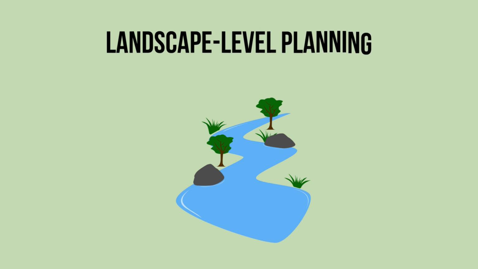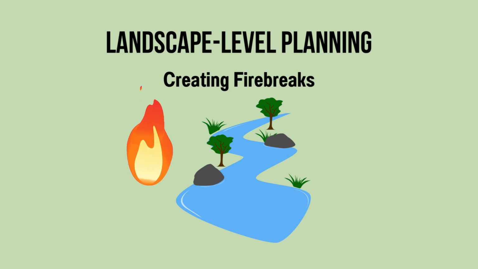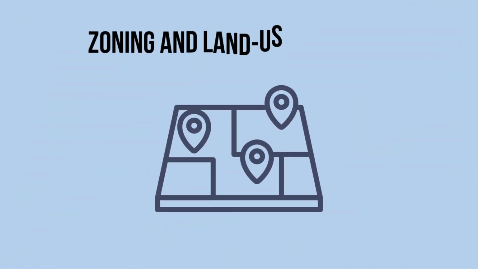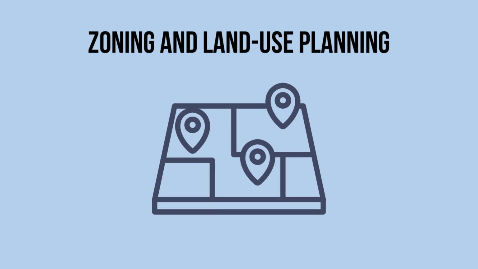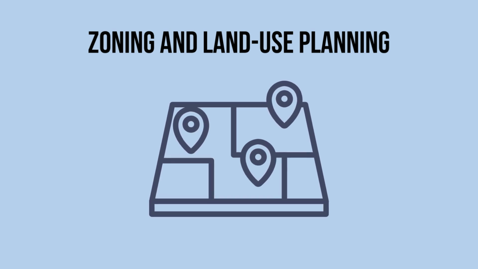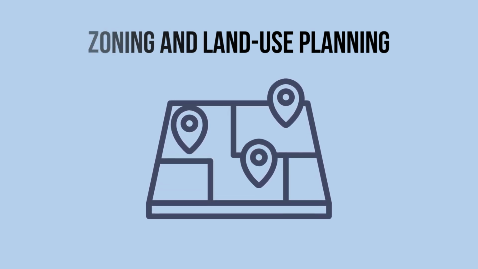Landscape level planning. Landscape planning involves creating fire breaks, using both natural and artificial barriers to slow or stop the spread of fire. It also includes zoning and land use planning, where land is designated for different uses based on fire risk and ecological value. This can involve protecting areas with high biodiversity or assigning specific zones for development or restoration.